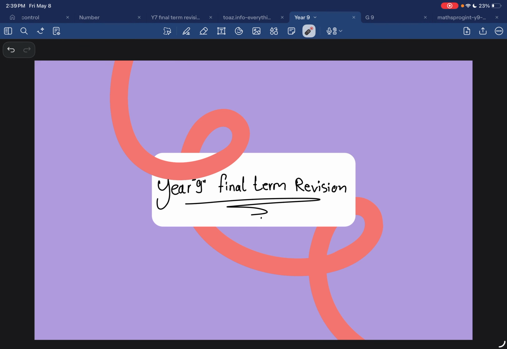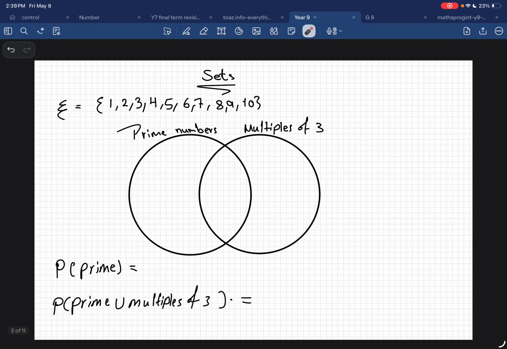Welcome to the final term revision year 9. Let's start with sets, our set notation. We've covered a lot of things in set notation. We've learned that this sign means universal, that means union, that means intersection, that means element of, not element of, empty set, and a lot of other symbols.